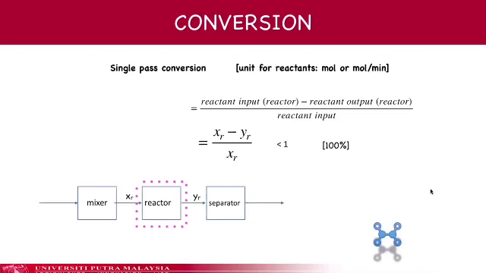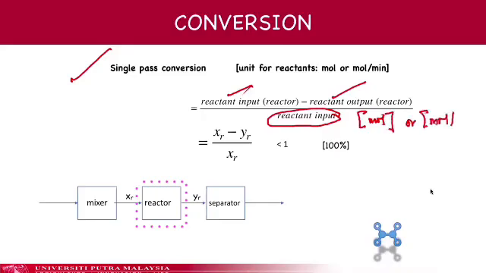The first one is single pass conversion. The single pass conversion is just the amount of reactant going into the reactor minus the amount of reactant going out of the reactor, divided by the reactant input. All of the units of this reactant are in mole or mole per minute, right? So the unit for single pass conversion is dimensionless. It has no unit because it is just mole over mole, so they cancel each other.